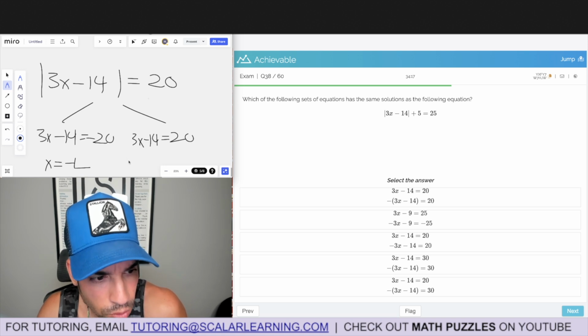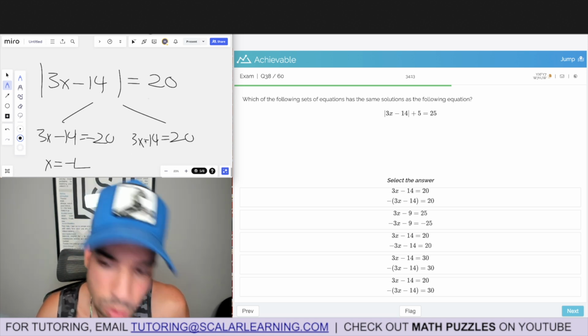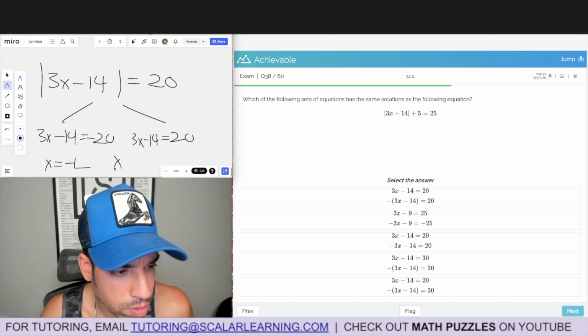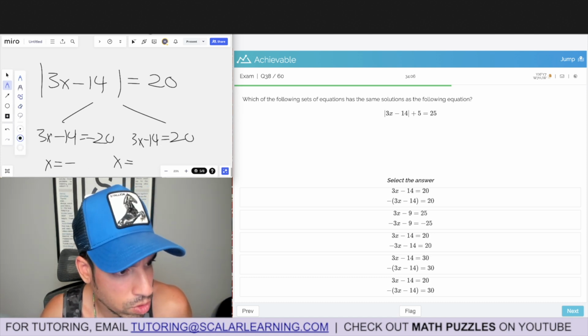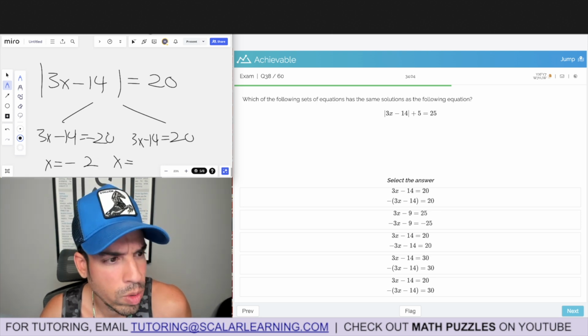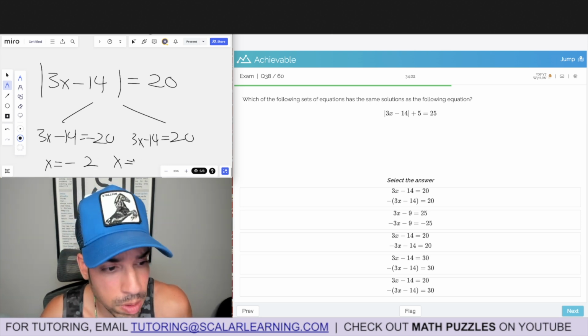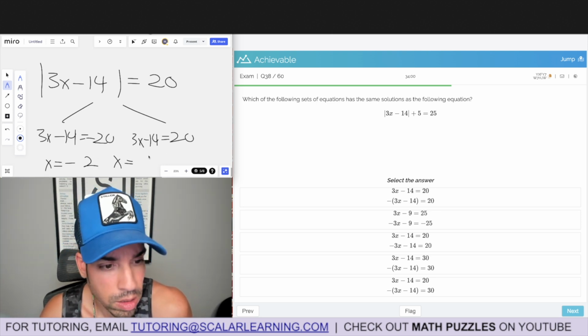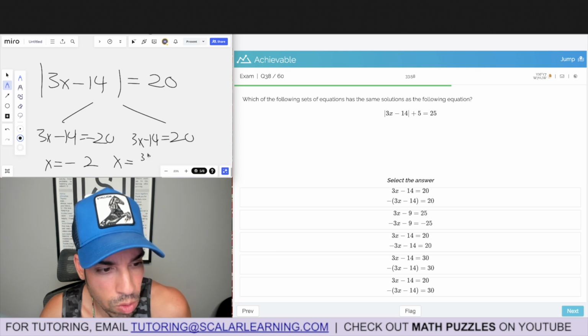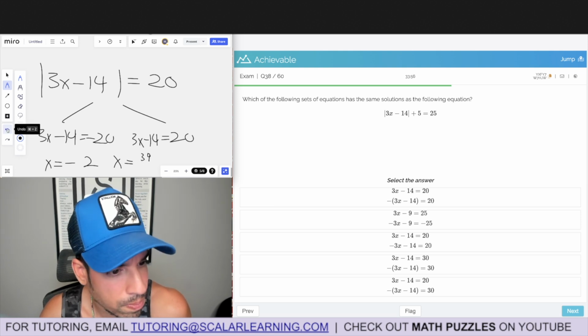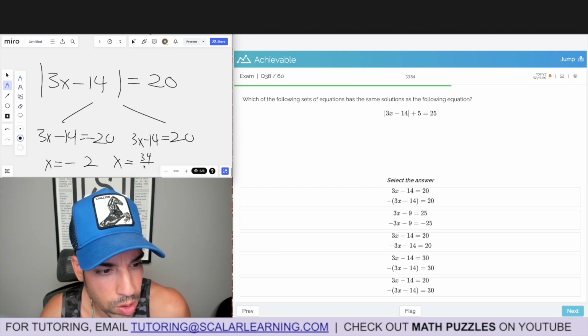Add 14, that's 34. What? Wait, 34 divided by 3. Oh, this looks so bad. Hold on, it's supposed to be negative 2. Hold on. 20, 34. Yeah, it must be a weird number. I guess it is what it is. So 34 thirds. Hold on. So the two answers would be 34 thirds and negative 2.